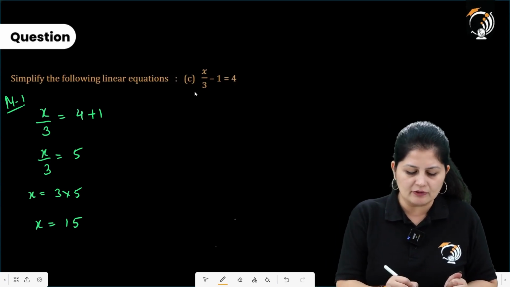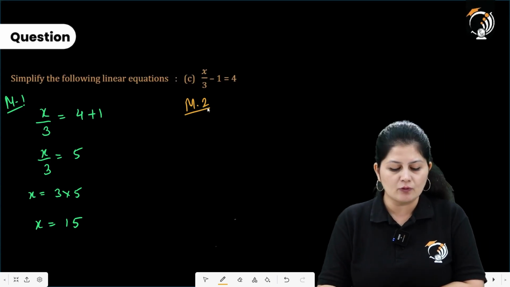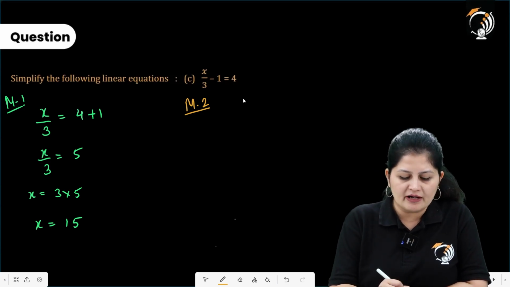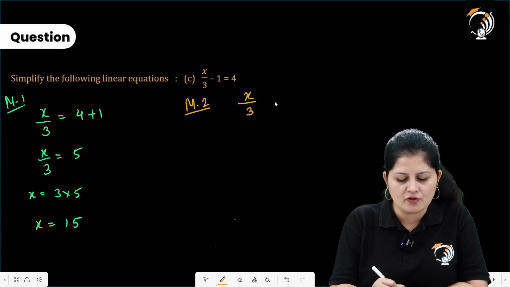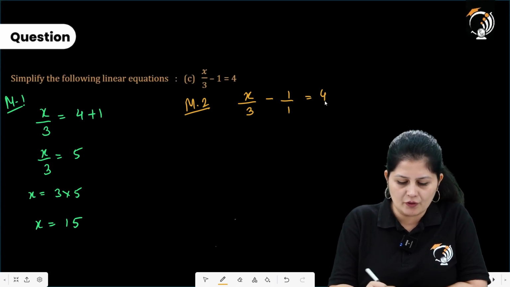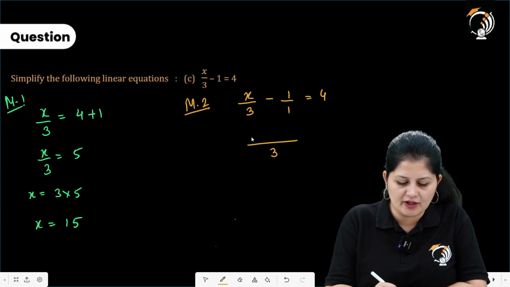Now, what is method 2 of solving the same question? As per method 2, what we can do here is take the lowest common multiple. Firstly, we can write this as x over 3 minus 1 over 1 is equal to 4. Clearly, the lowest common multiple is going to be 3 here. So x minus 3 is equal to 4.